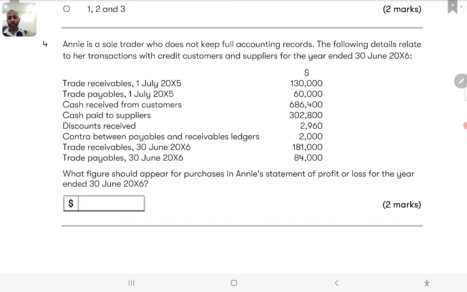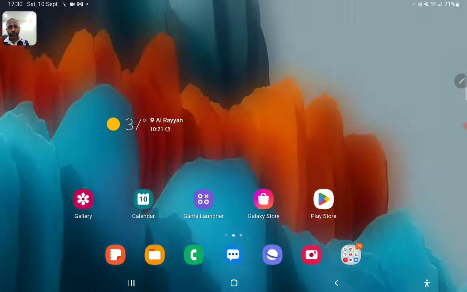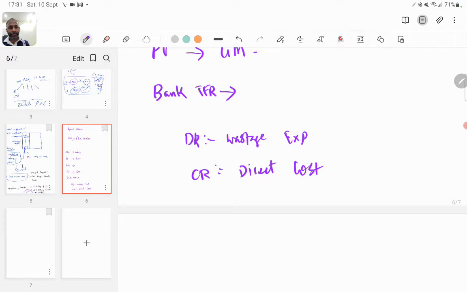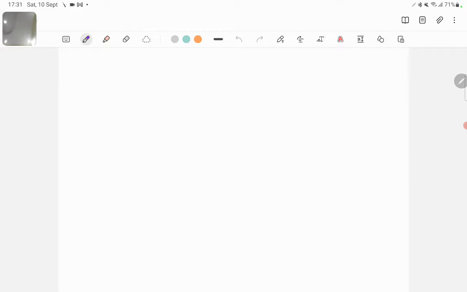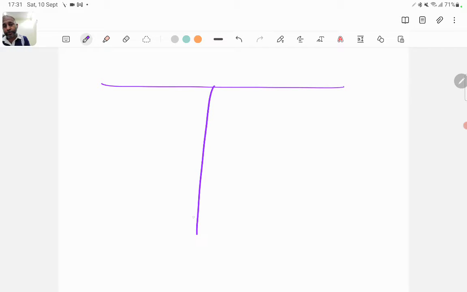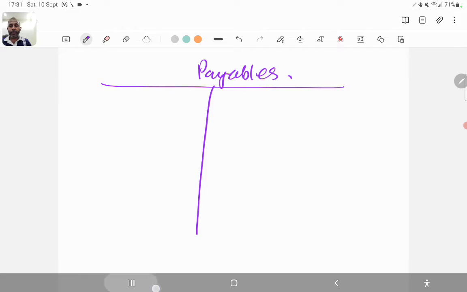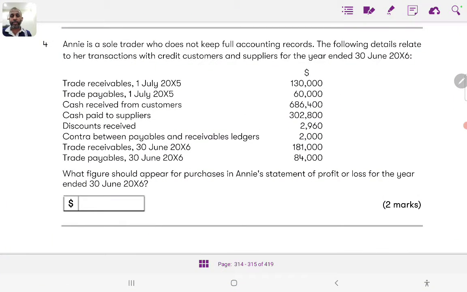If you really scan it, if you really go through the question, they are giving you information for both payables and receivables. But the question they are asking is for the payables or the purchases. So let's work this out. What we do is that we open one T account for payables, but then we take the respective information that we need for that.